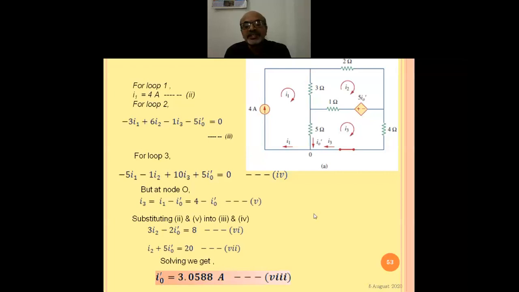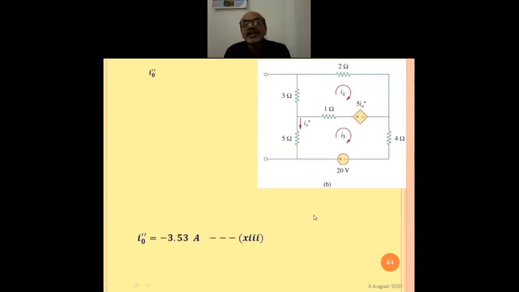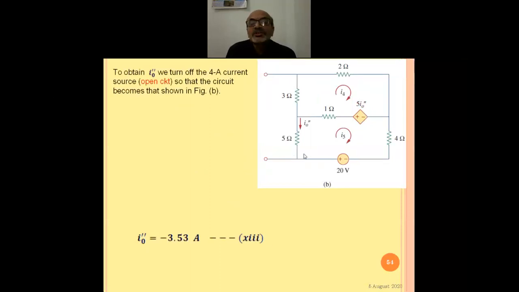it is the only current contributed by 4 ampere. This source is not present now, and therefore this current will be called by another name, and I will call this I0 dash. And when I call this I0 dash, then obviously the current which depends on this branch current also has to change, and therefore it will become phi I0 dash. Once that is understood, the rest of the things are simple.